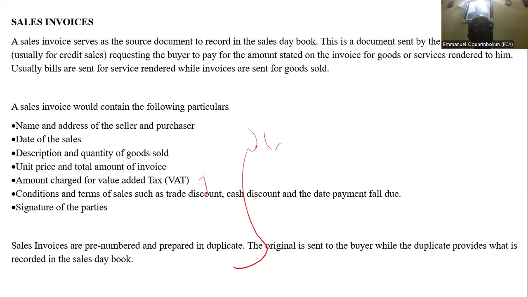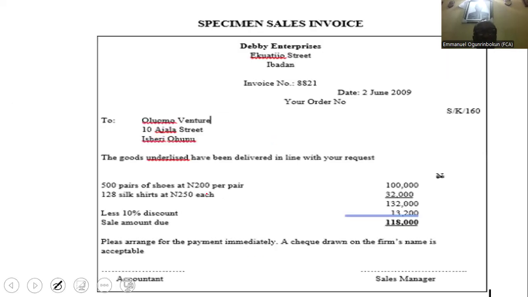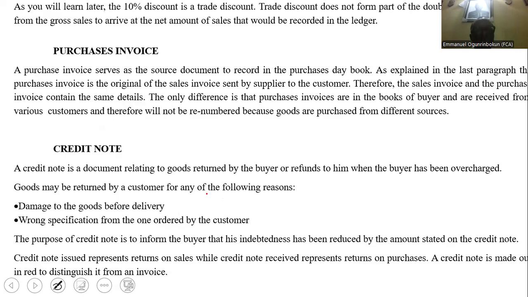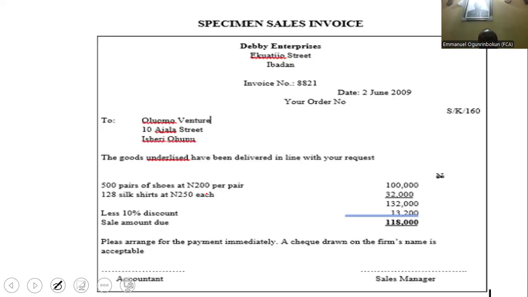Now, the sales invoice is issued by the seller to the buyer when goods are sold. On the other hand, the purchase invoice is what the buyer collects and records. So an invoice in the hands of the seller is called sales, but in the hands of the buyer, it's called purchases. I can see the example of what we have here. You can see all the names I gave to you. Now, this is a sample, but they have variations.